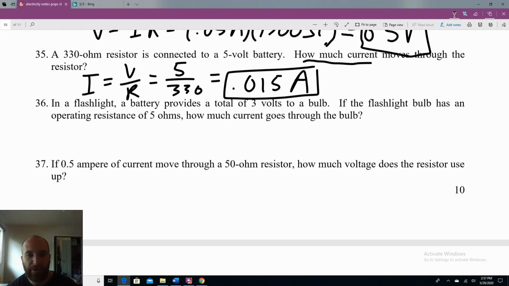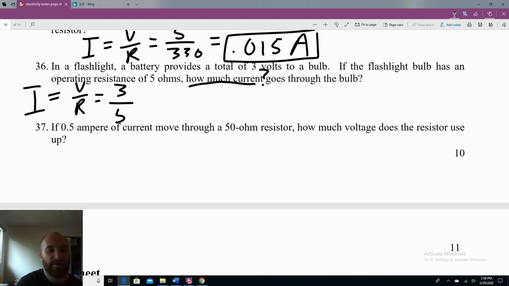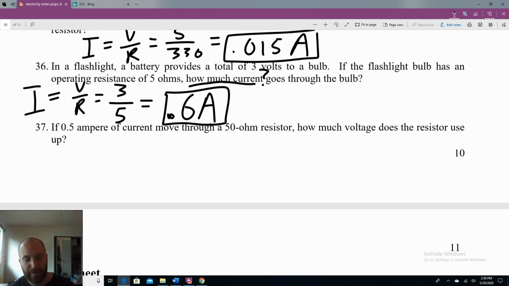36. In a flashlight, a battery provides a total of 3 volts to a bulb. If the flashlight bulb has an operating resistance of 5 ohms, how much current goes through the circuit? Again, the important part here is figuring out what I'm asking for. How much current is the question. So, as soon as you can recognize that, we're just going to do I equals V over R, the one that's solved for current. V is the one in volts, that's 3. And then R is the resistance, I think is 5. 3 over 5 is 0.6 amps. And again, a decimal is sort of a reasonable value for these currents, so that works.